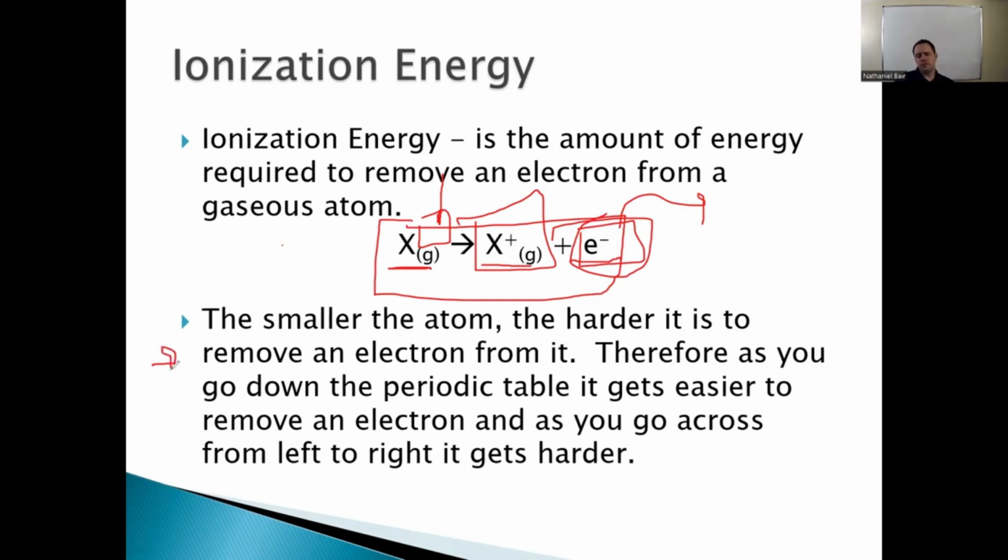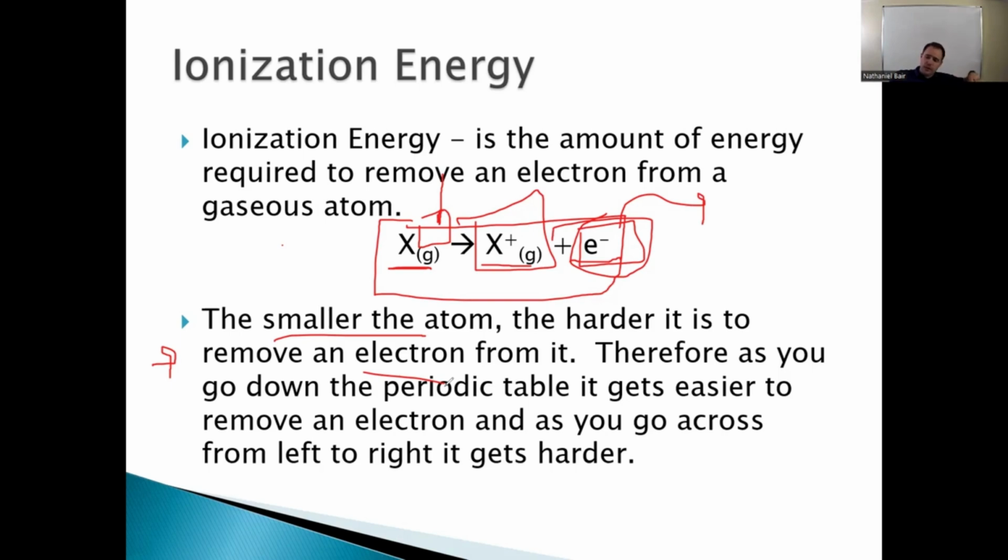In general, the smaller the atom, the harder it's going to be to remove that electron. Because the closer that electron is to the nucleus, the more energy you're going to have to put in to pull it away from the protons. So small atoms tend to have high ionization energies. And big atoms tend to have very small ionization energies because those valence electrons are not very close to the nucleus. It's like the nucleus doesn't even know they're there.